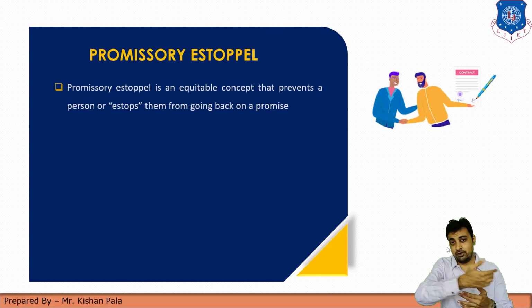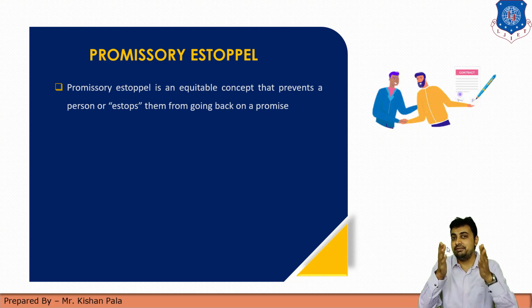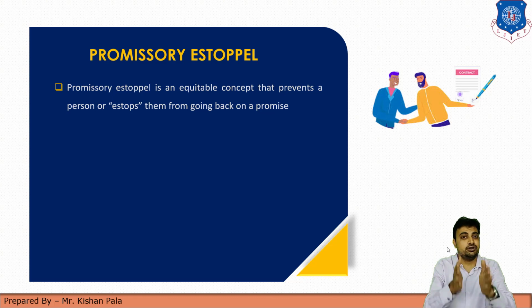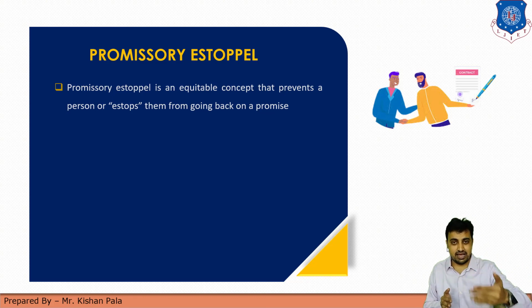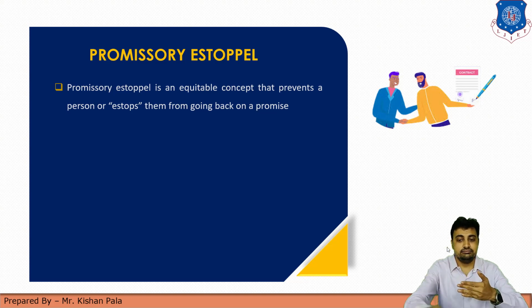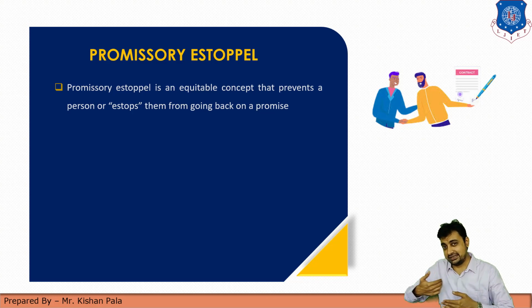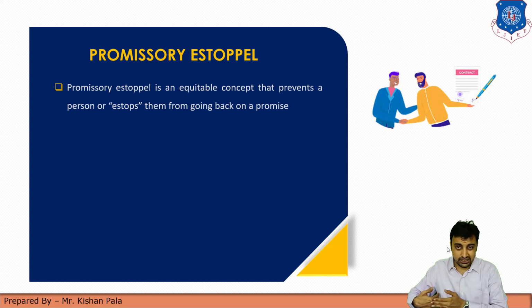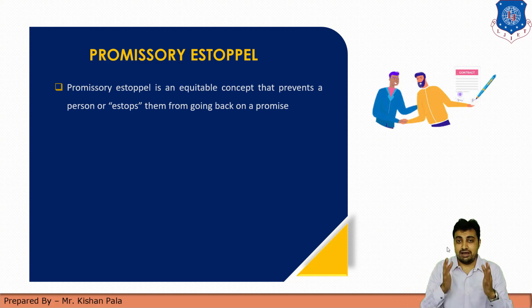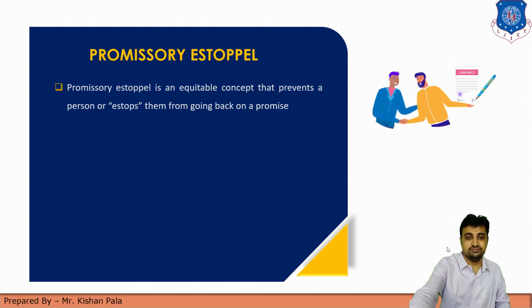After passing all the stages, there is the possibility of the formation of the contract: the offering, then accepting, then certainty, and then consideration and promissory estoppel. So these are the steps for contract formation. After this session, you may be clear about contract formation. Thank you.